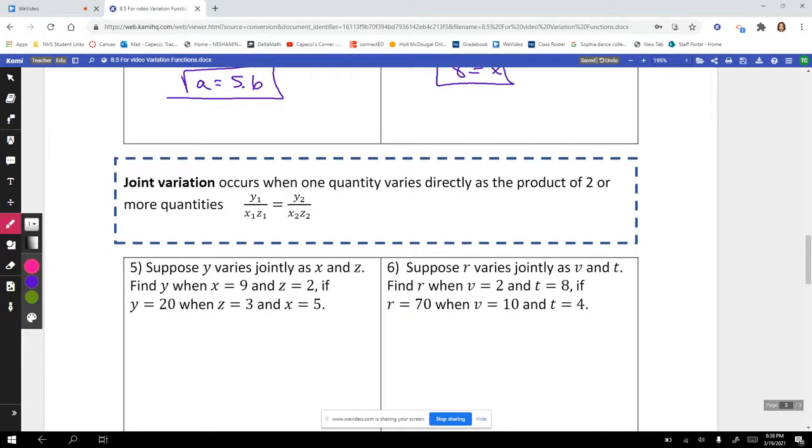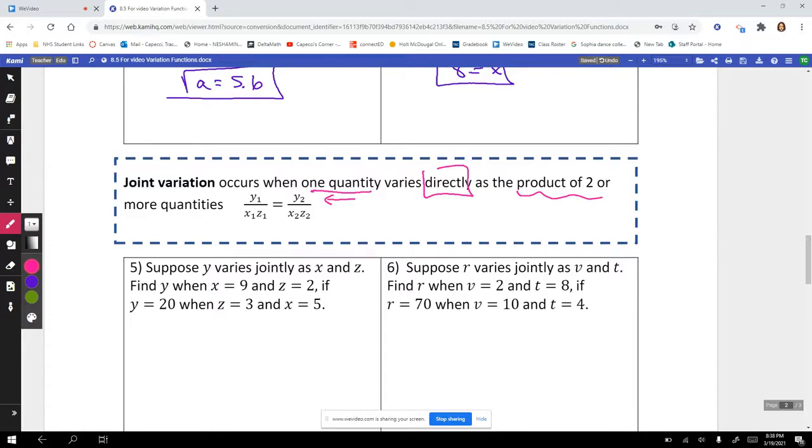The next one is joint variation, and that occurs when one quantity varies directly. So you can see from our proportion that we're going to have one quantity or one variable on the top that varies directly. So there's our division, and then we're going to have two things multiplied on the bottom.